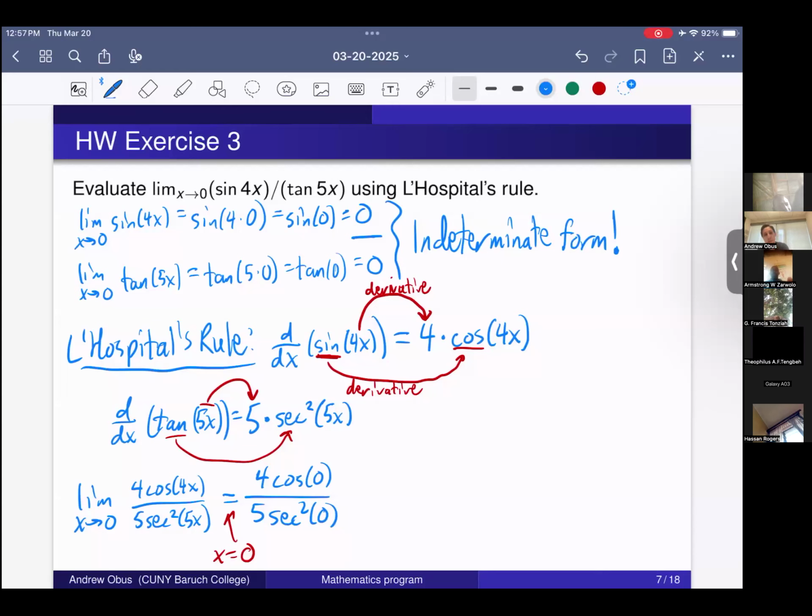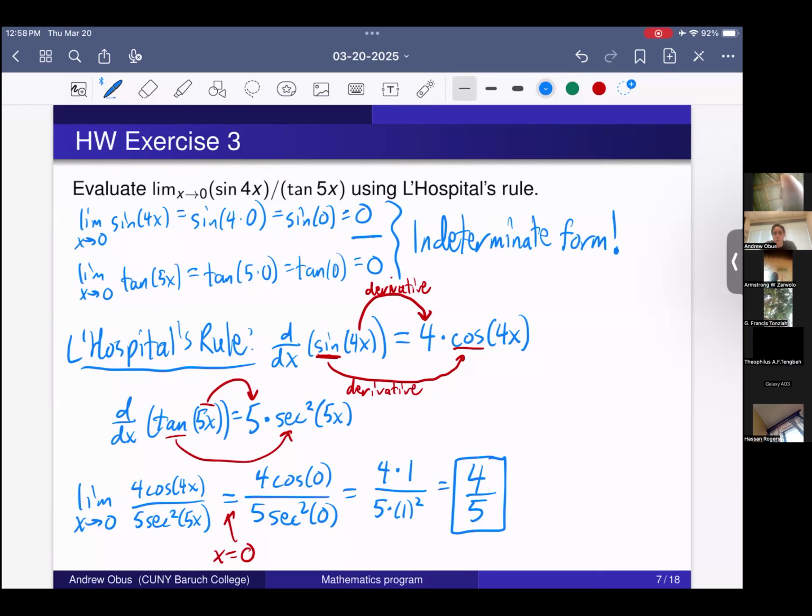I'll answer, right? Cosine of 0 is 1. And secant is 1 over cosine, so that's also 1. So this is 4 times 1 divided by 5 times 1 squared, and that's 4/5. Okay. So with L'Hopital's rule, we can just evaluate this limit, and it's 4/5, and it's a relatively simple computation.